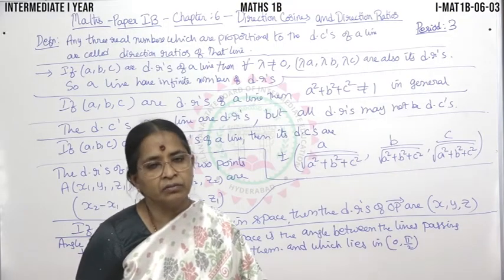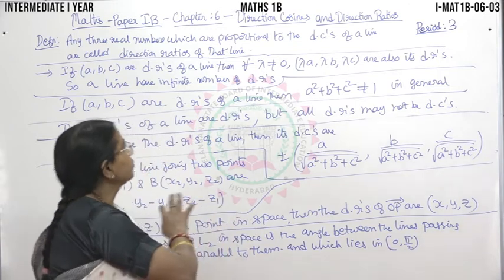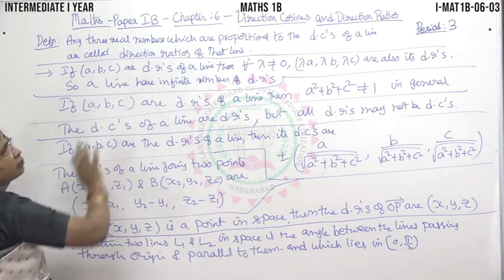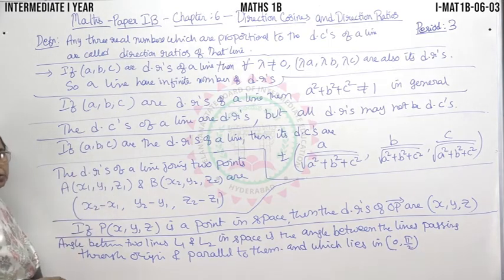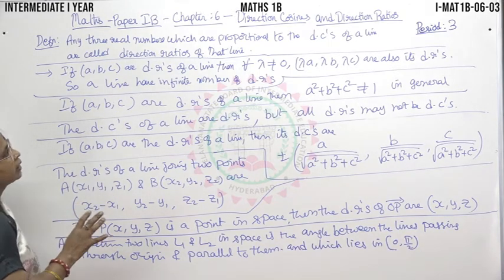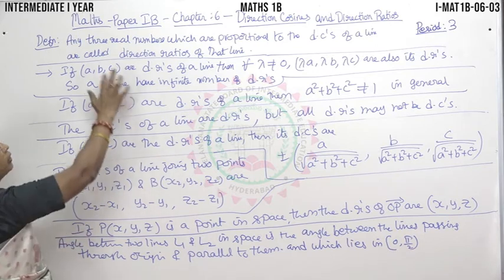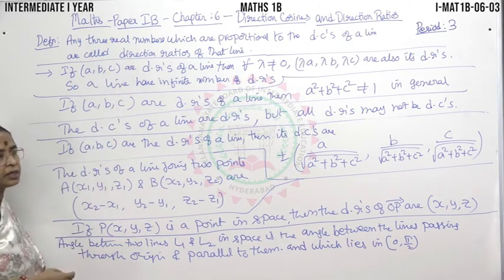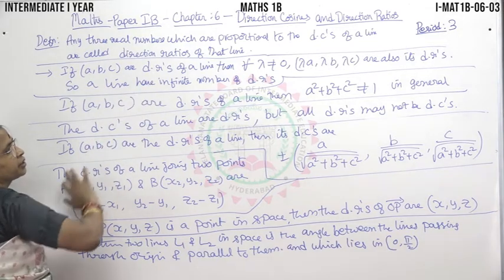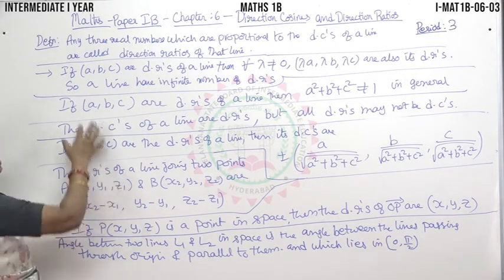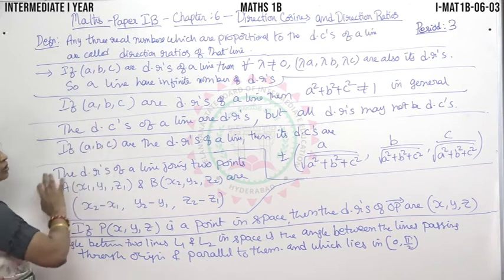So what all we have learnt, we'll write as points. Any three real numbers which are proportional to direction cosines are called direction ratios of that line. Now if A, B, C are the direction ratios, these are all like note points. From this definition you will get all these points.